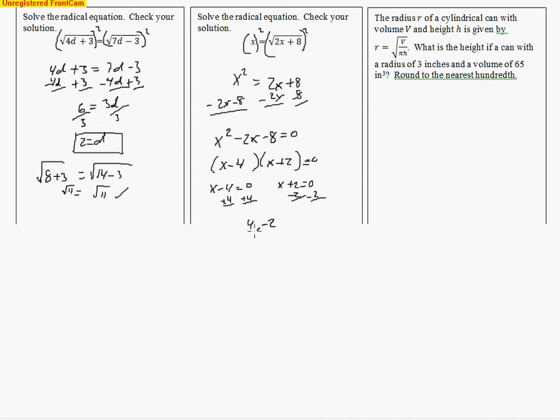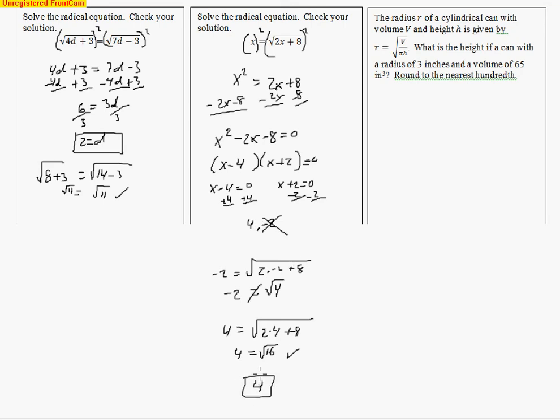But I've got to check the solutions, see if they work. Well, I see right away this negative 2 is not going to work. The reason is you can't have the radical sign equaling a negative 2. And so I have 2 times negative 2 plus 8. That does give me 4, but the square root of 4 is positive 2, not negative 2. So that tells me this is not the solution. If I plug in 4 for x, I get 2 times 4 plus 8. That gives me 16. And the square root of 16 is 4, so that does check out. So 4 is the only solution.